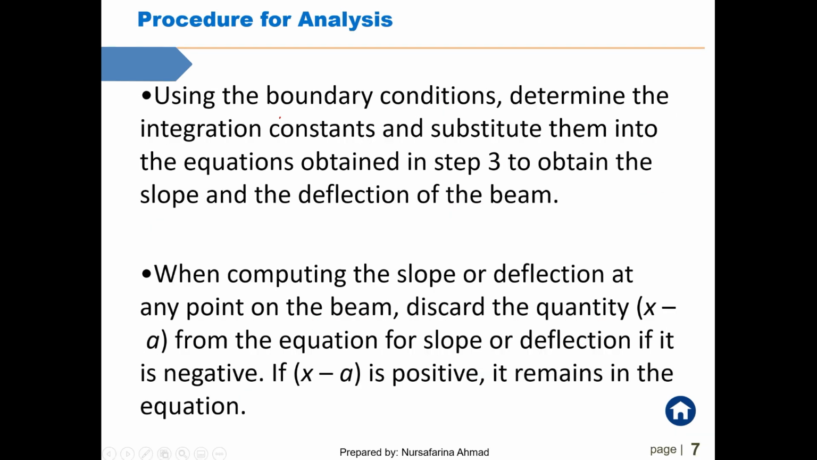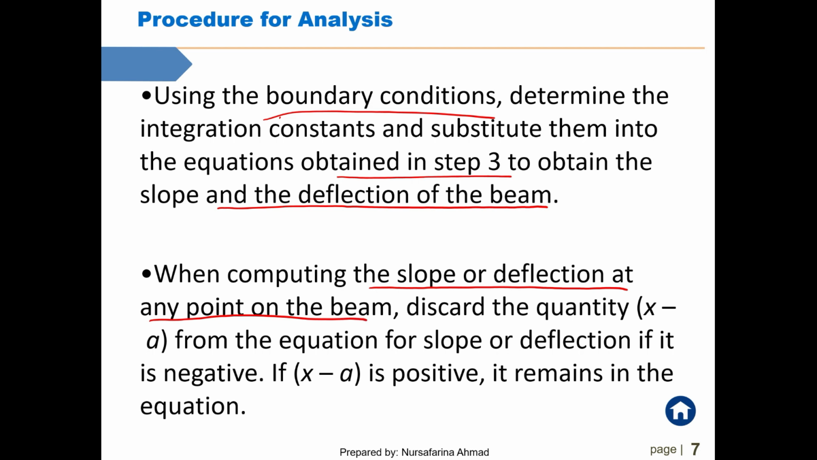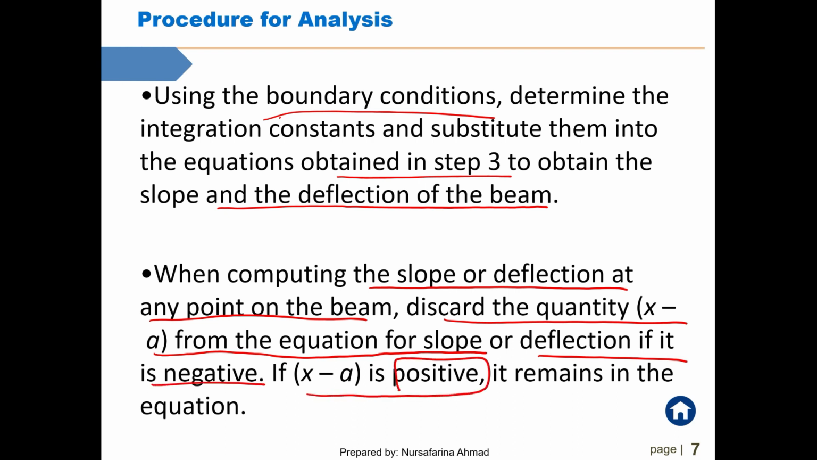Then, using the boundary conditions, determine the integration constants and substitute them into the equations obtained in step 3, to obtain the slope and the deflection of the beam. When computing the slope or deflection at any point on the beam, discard the quantity x minus a from the equation for slope or deflection if it is negative. If x minus a is positive, it remains in the equation.